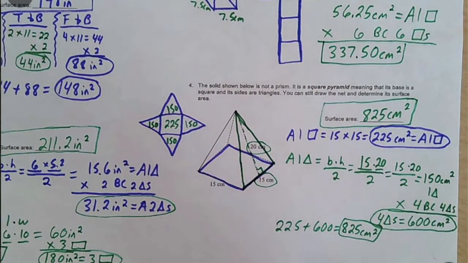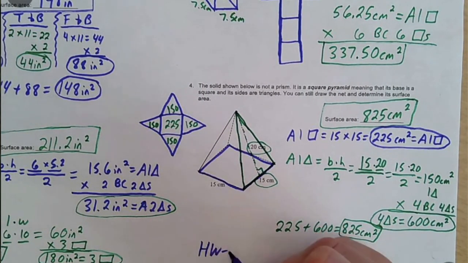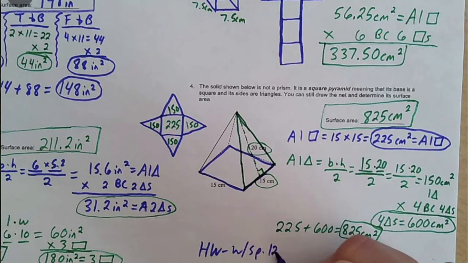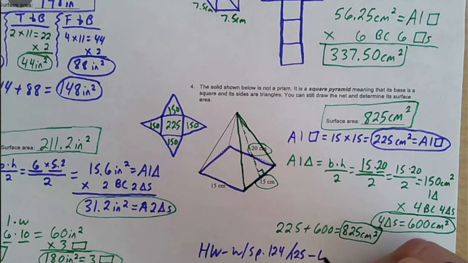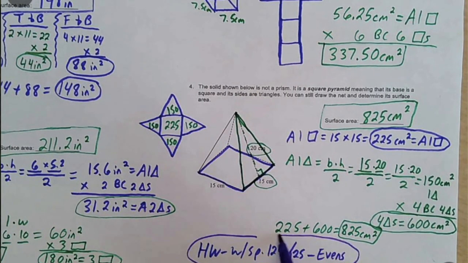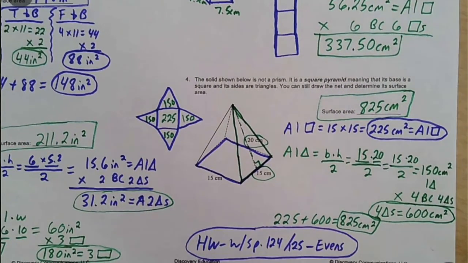So the homework you're going to do for this is a worksheet, page 124, 125. It is a front and back. You are going to do the evens, and you may use a calculator. You need to show work just like we did here and organize your thoughts just like we did here.